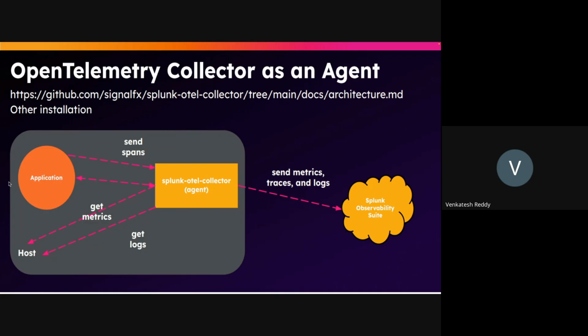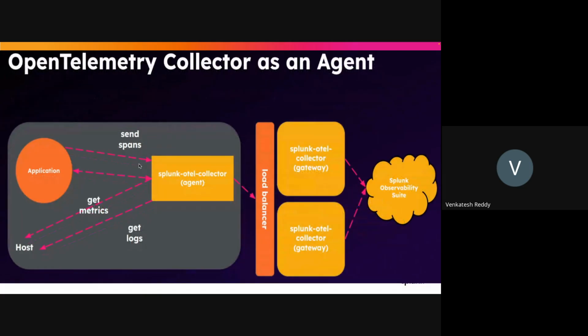And the second most common topology would be having a gateway, like a load balancer, in front of a clustered instance of the collector. The use cases here include security requirements. We have seen cases where the agent is not allowed to talk to the internet, so you want to centralize things like API tokens. You can do that in gateway mode.